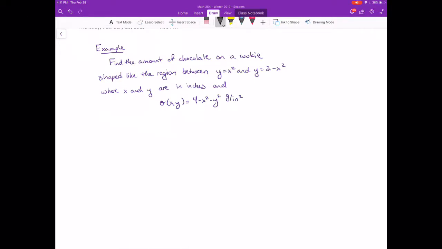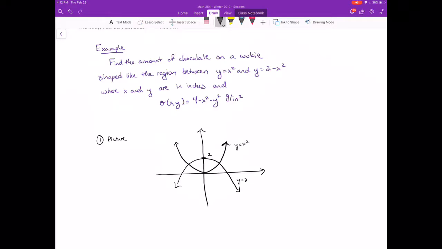So the first thing I'm going to do is draw a picture and then imagine chopping up the inputs like we've been doing on the examples so far. So the picture, I have y equals x squared, which hopefully I know looks like this. And then I also have y equals 2 minus x squared, which is an upside down parabola that crosses at 2. And then my cookie is that region in the middle.